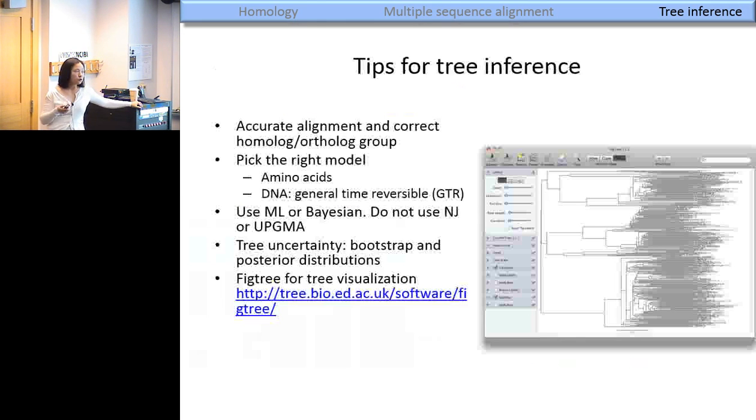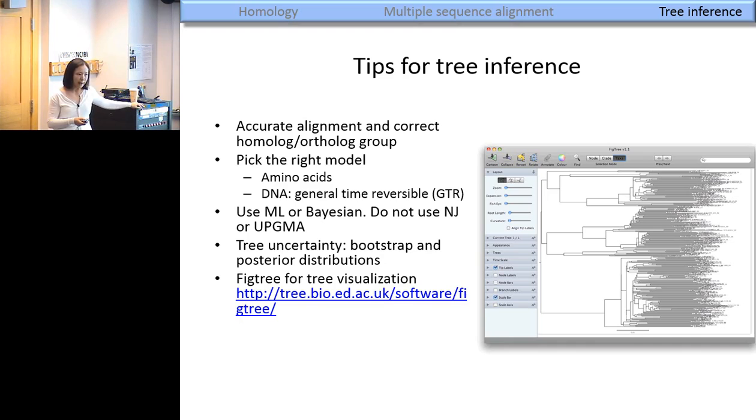So there are a few tips for tree inference. Sometimes people make wrong assumptions that I've found. First is that it's more important to have good alignment and correct homolog and ortholog groups than anything else. These are more critical steps than the final tree step. A lot of times people fight over whether the tree should be this way, not that way, but they don't go back to look at their initial steps.